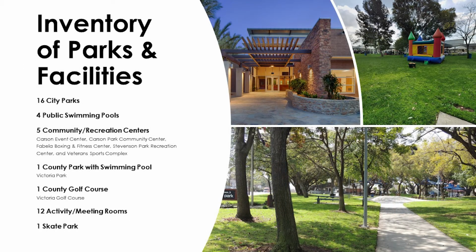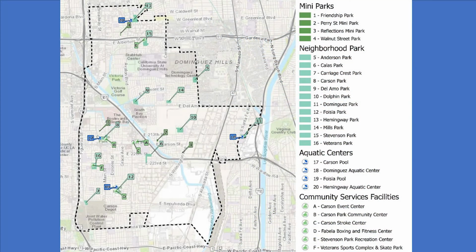Another element that we look at is the inventory of parks facilities. We find that the city has 16 parks distributed throughout the community, 4 public swimming pools, 5 community recreation centers, 1 county park with a swimming pool, 1 county golf course, 12 activity meeting rooms, and 1 skate park. We map out all of the facilities so we can see just what amenities and recreation opportunities exist to the community throughout the city of Carson. This way, as we hear information from the community, we compare it with what exists within their neighborhoods and what might need to be included as we start to develop further recreation facilities in the future.